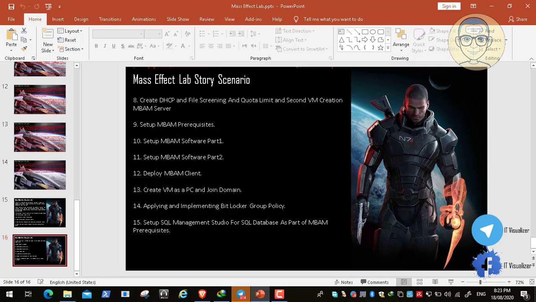And at the end we will set up a management studio and a SQL database. The MBAM tool will use this SQL database to store the BitLocker data and to run reports from it. So we should have a database, and the MBAM tool will store the different data concerning the BitLocker process, or the BitLocker status, for every PC in the domain. This should be stored on a SQL database, and from this stored data we can run different reports. Okay, so this is briefly what we will do in the lab.